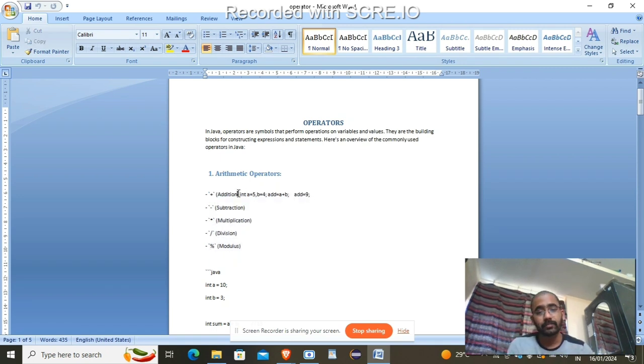Int A equal to 5, B is equal to 4. Then another one is add, A plus B. That means adding the values gives 9. The operation performed on A and B is called the operator. In this case, addition is the operator.